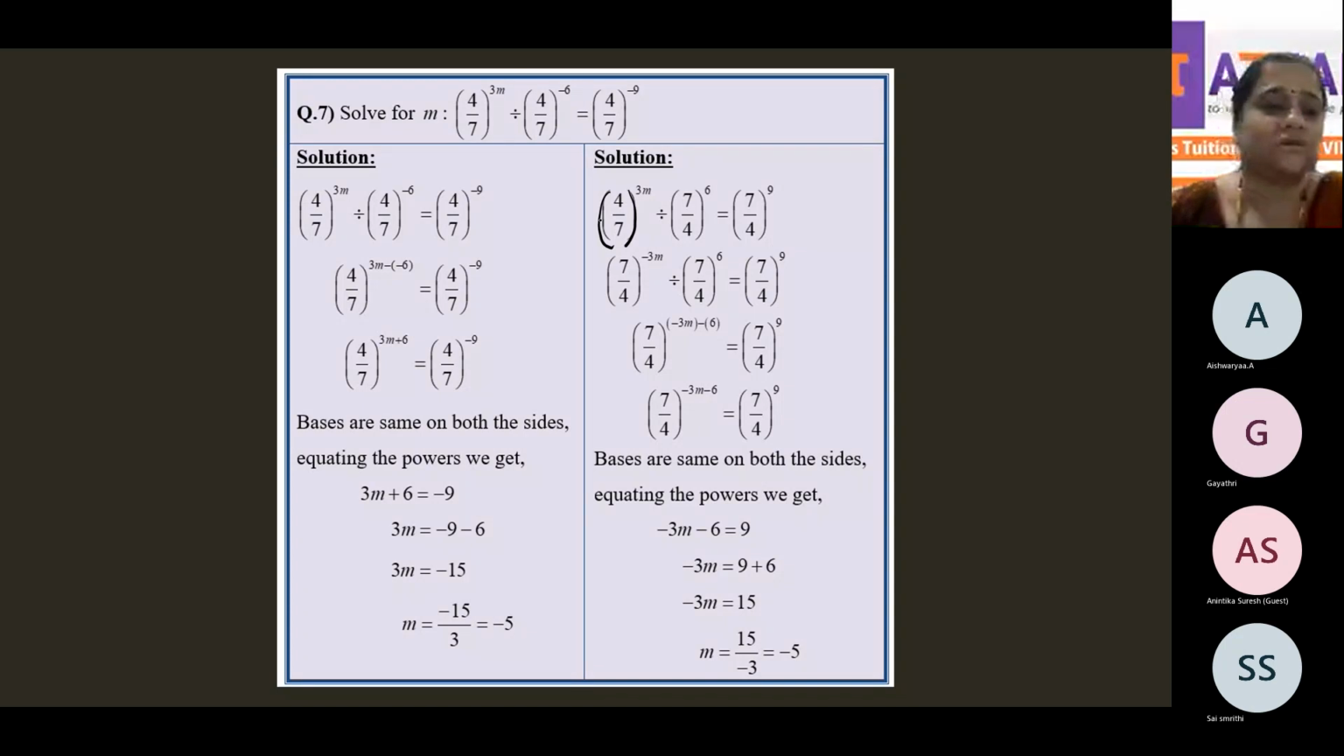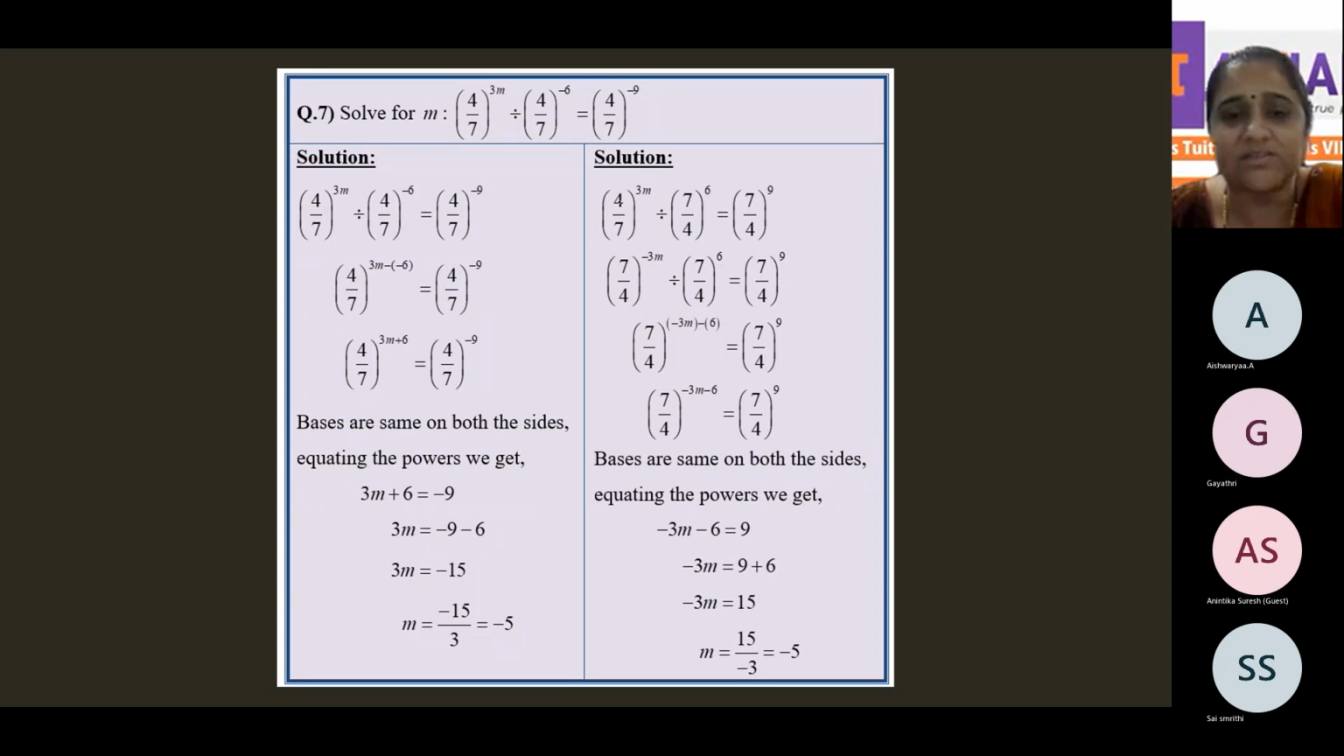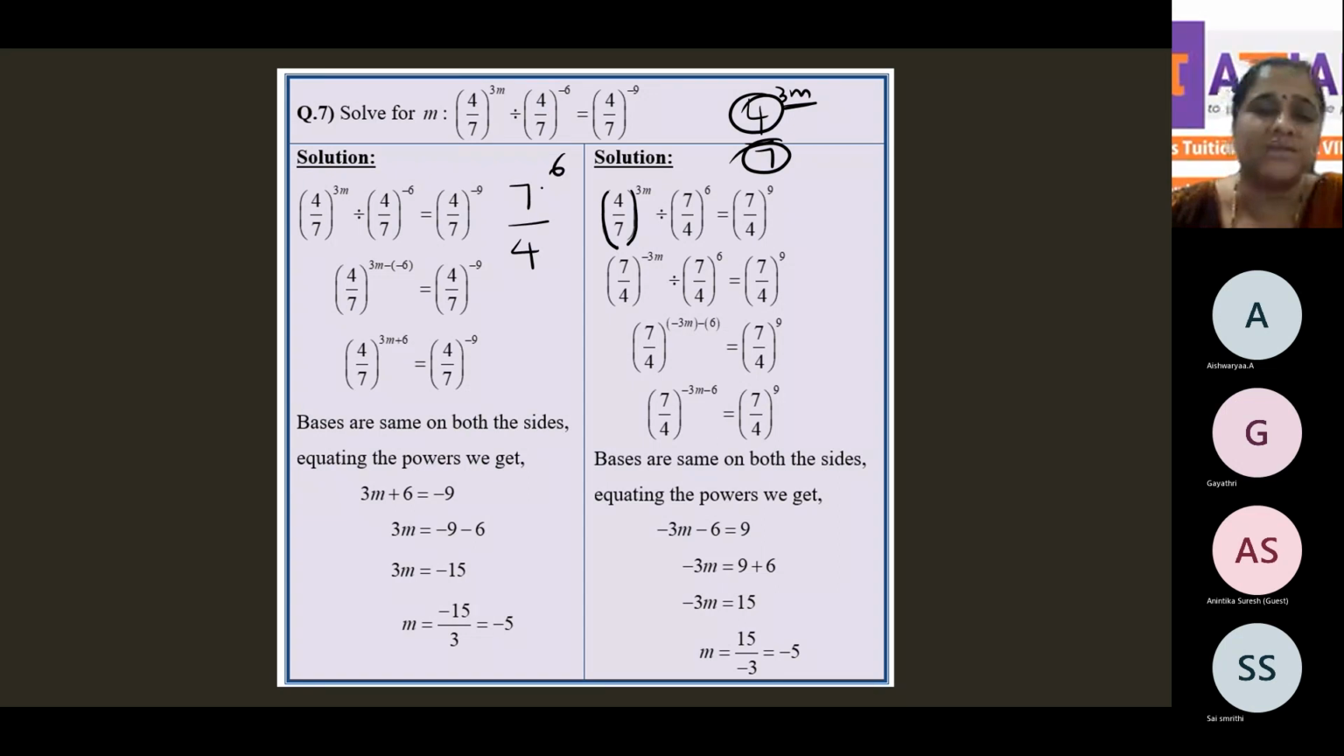Nothing is extra here. You cannot find out anything that is extra here. Everything is compulsory. Everything is mandatory. This bracket is important. I'll tell you why. 4 by 7 to the power 3m. You know the meaning? This 3m is only for 4, not for 7. If you write 7 by 4 to the power 6 like this, see, first is, it's all hanging in the air. Actually, there is nothing. This has no meaning in the first place.